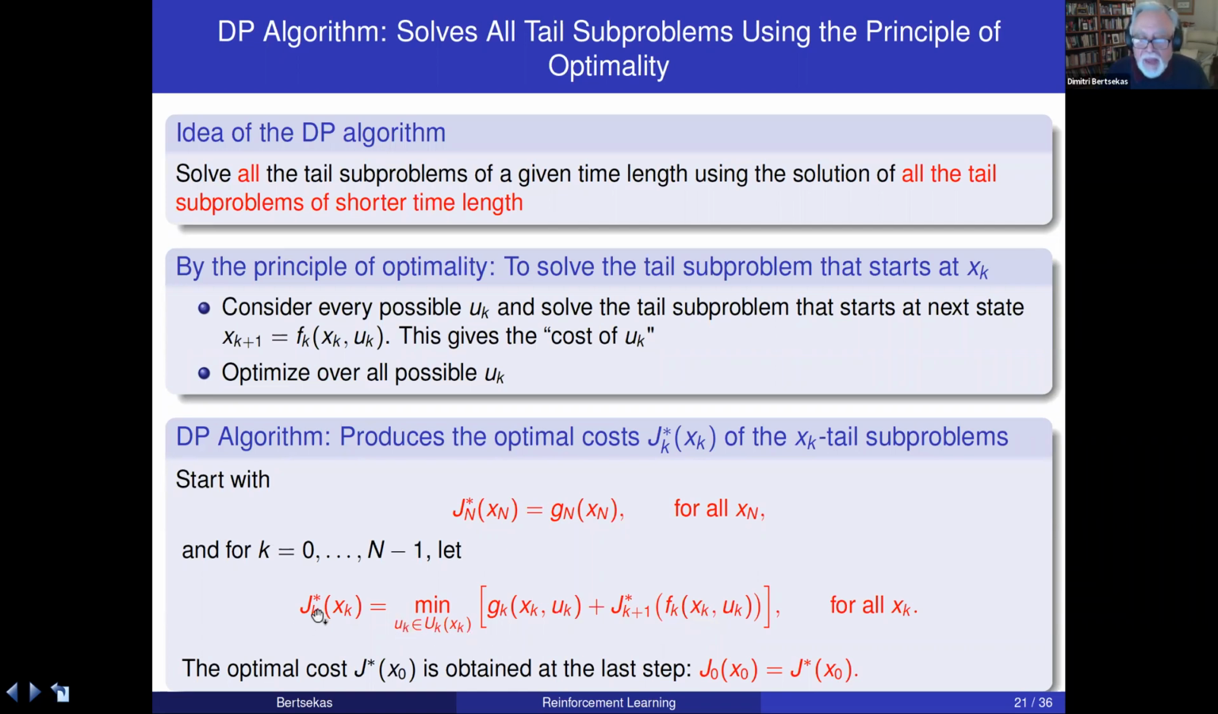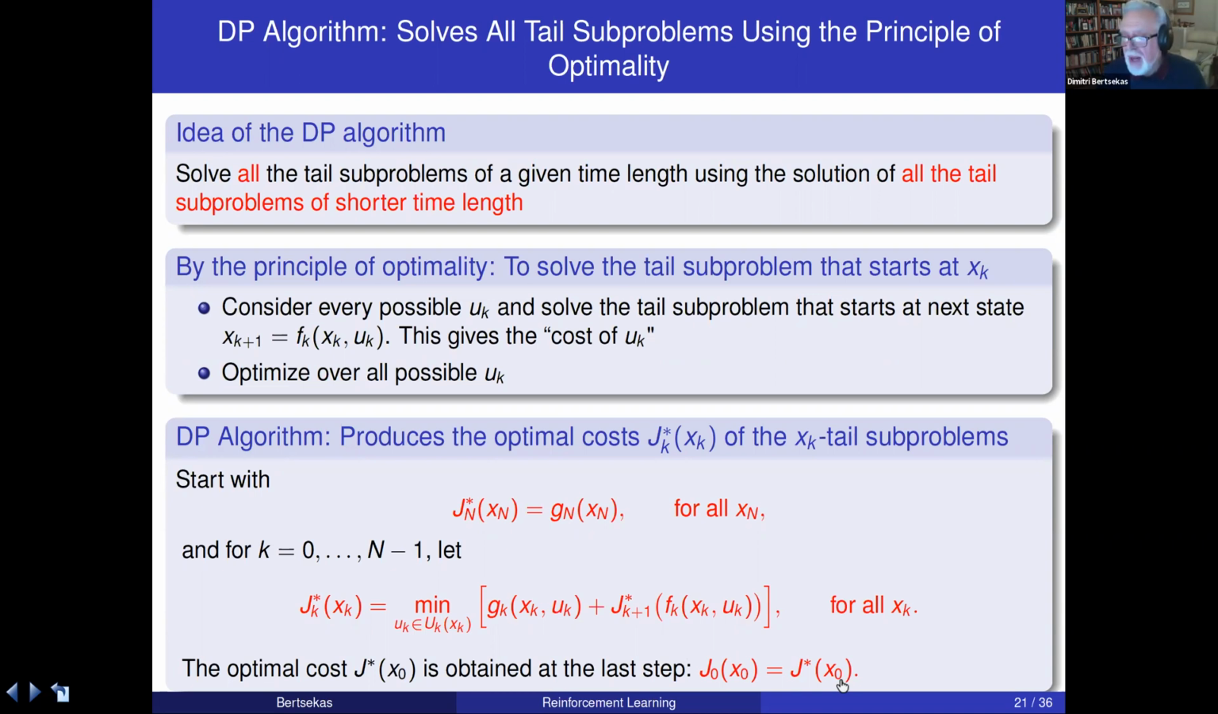And that's the algorithm. It builds the function J star n minus 1, starting from J n star, then the function J n minus 2, J n minus 3, and so on. At the last step, J star of x0 is the optimal cost to go from the initial state. So after n steps of this algorithm going backwards, we obtain the optimal cost function. It's J star.